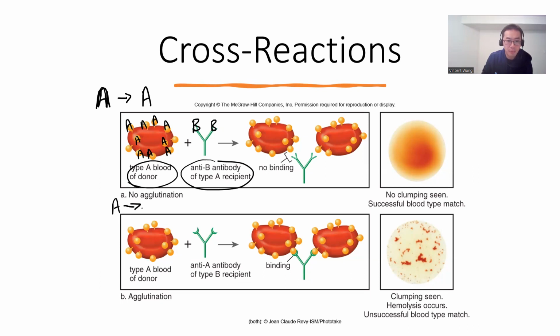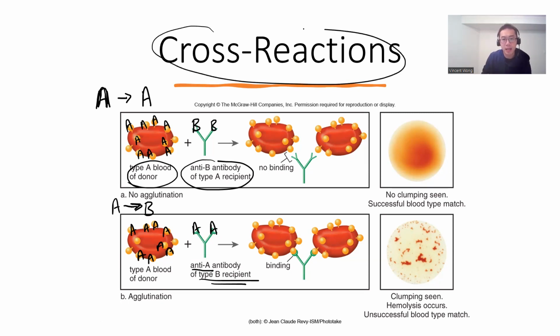If you take type A blood and you give it to a type B person. Again, on the RBC, you see all these circles, they are just A's, right? And now the recipient is a type B person. That's why they have anti-A antibody. Look at the ends of the antibodies. They have these round ends, which will recognize and bind to the circles, right? Anti-A. So when that happens, we call that a cross reaction.